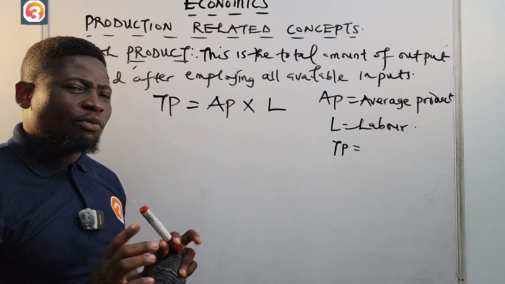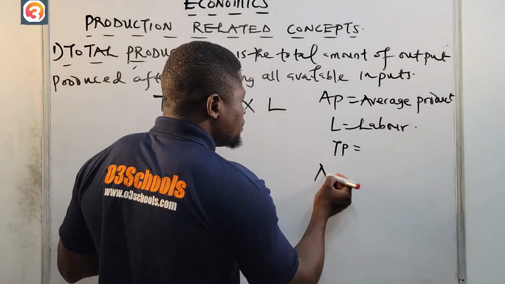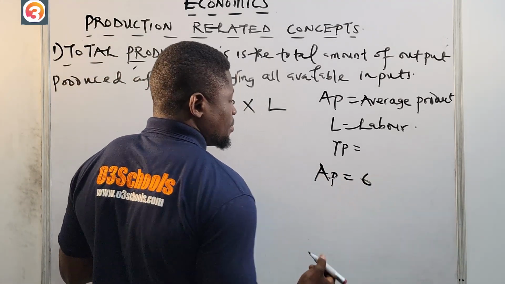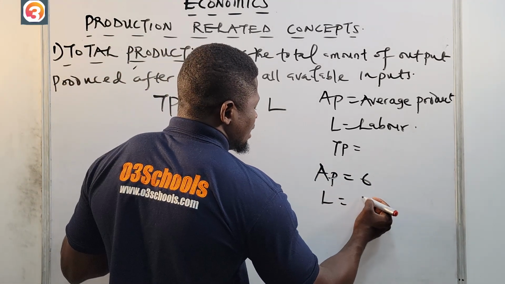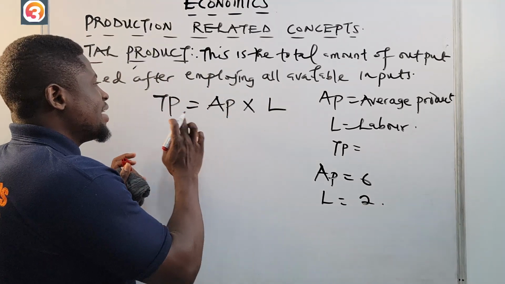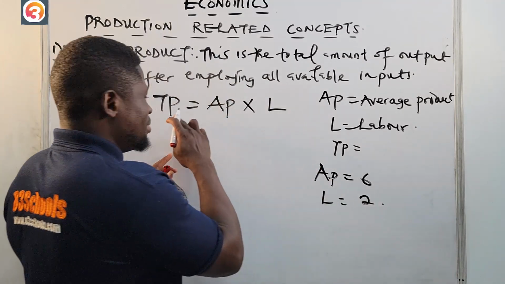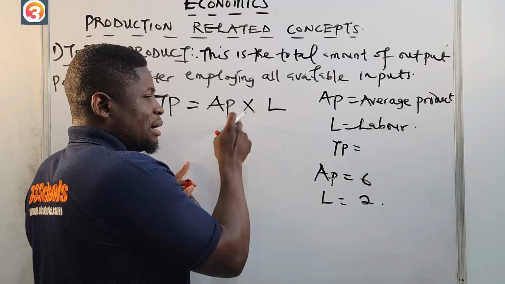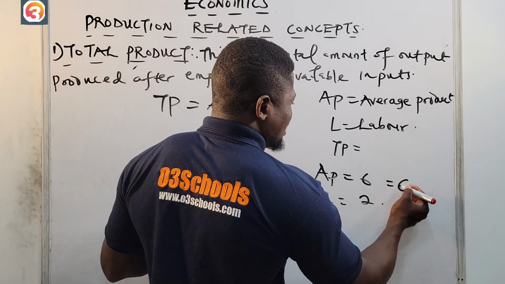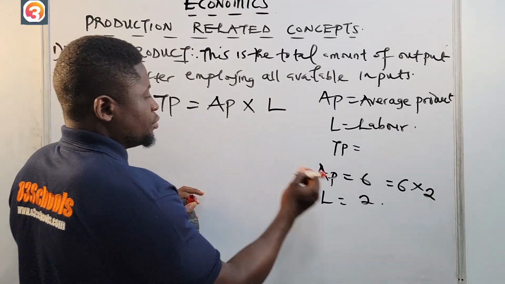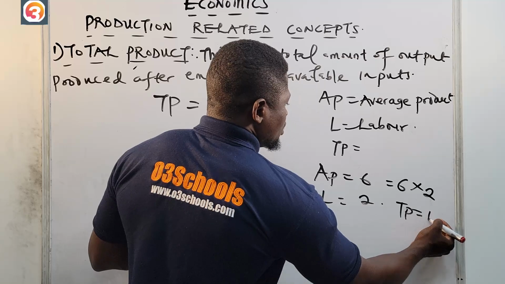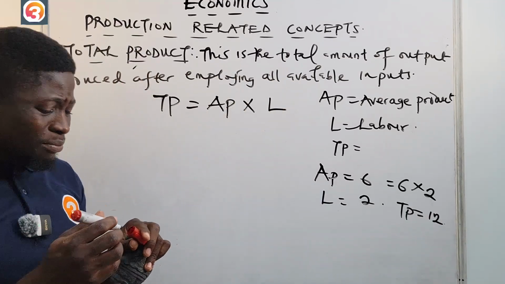For example, if I give you a question and I was told that average product is, let's say, 6, and the labor is, let's say, 2, and they say find total product, you simply multiply labor by average product. That is, 6 times 2. Your total product, TP, will be 12. Simple as ABC.